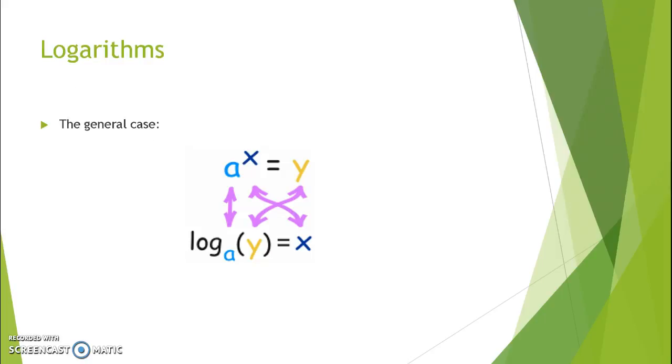So in general, because that's a particular case with base 2, if we have a base a, a to the x equals y, then logarithm base a of y equals x, where x, notice, is the exponent of the exponential function, and y, the output of the exponential function, is now the input, the argument. So this answers: a to the what number equals y?